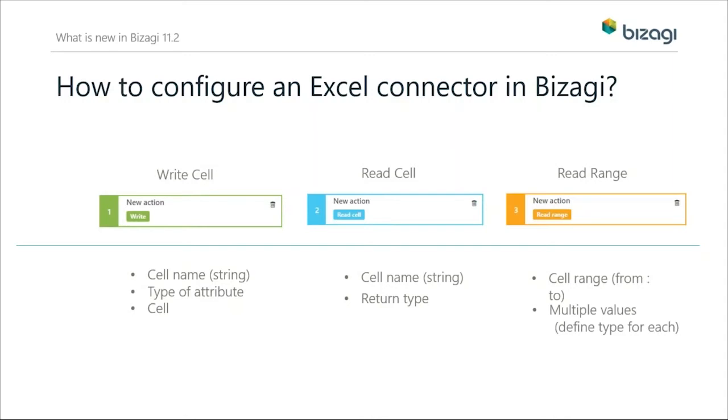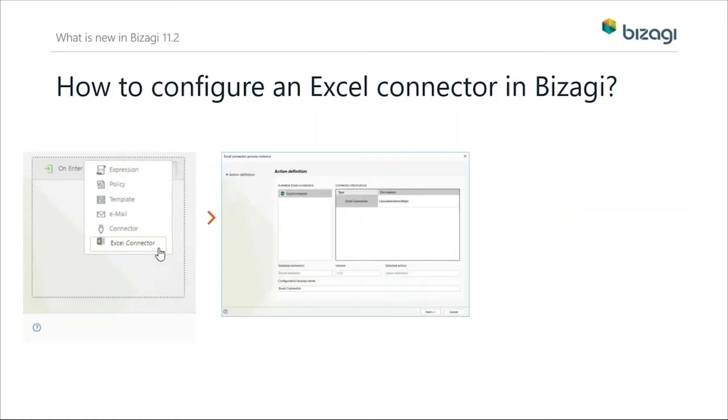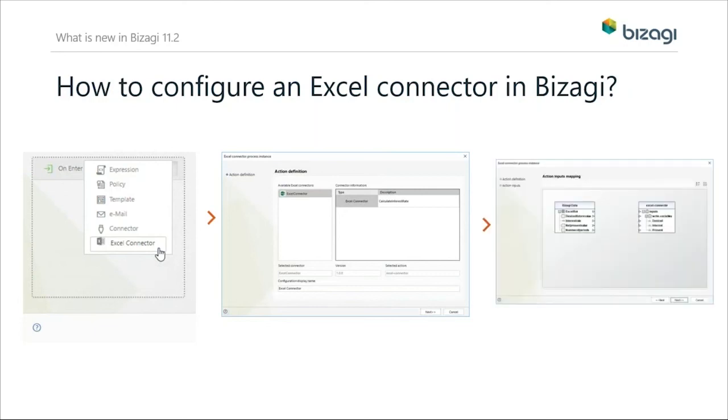When you define the actions, then you can just use the Excel in an activity action within a process, and just pick the connector that you previously created and then start mapping your inputs and outputs.